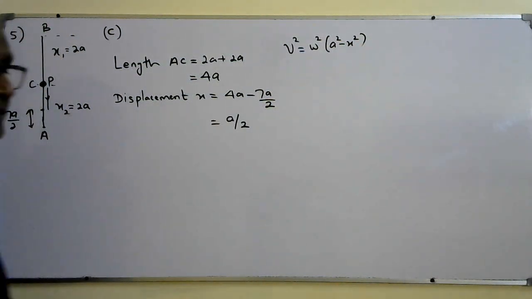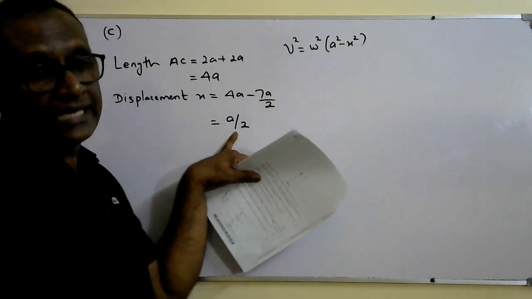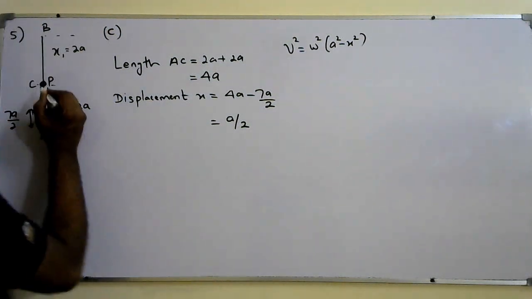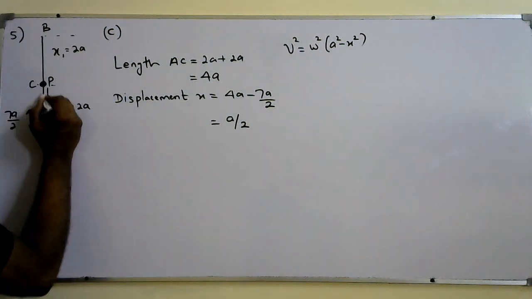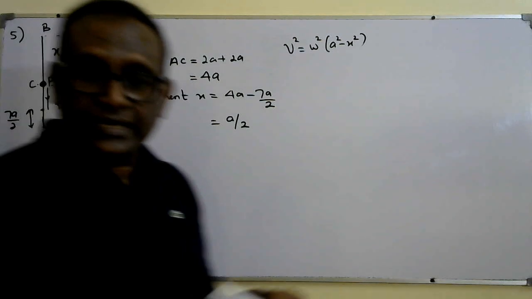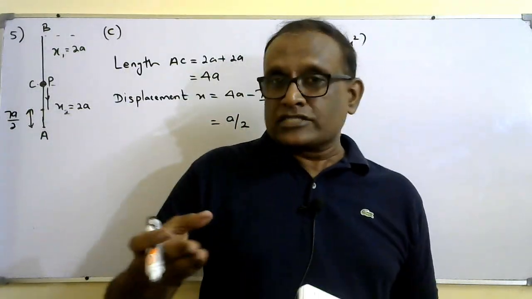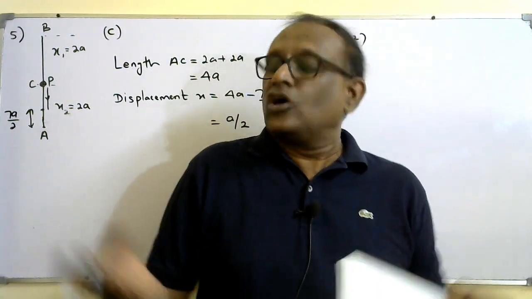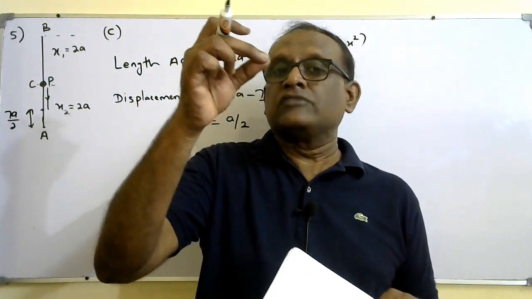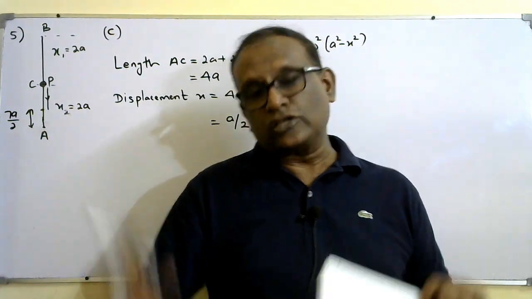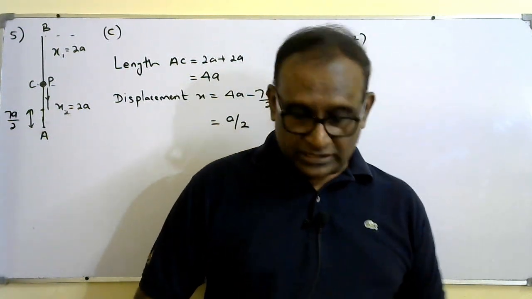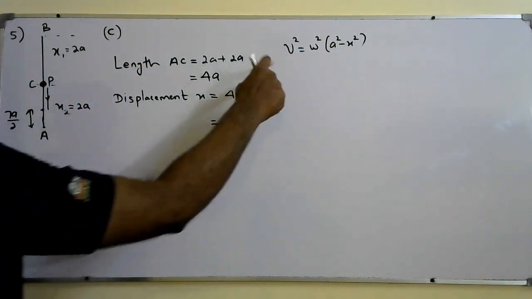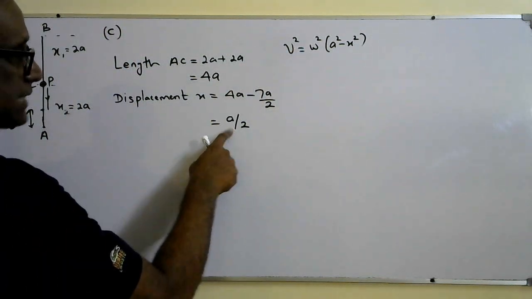So I need to find the speed when the displacement is A by 2. I know the amplitude is A because the particle is pulled from C through a distance A and released. I told you that whatever distance you pull an oscillator from the equilibrium position and leave it, that will be the amplitude of the following simple harmonic motion. So the amplitude we know is A.